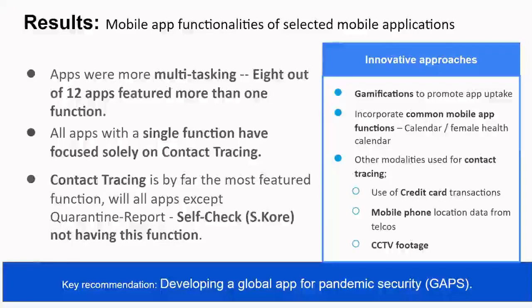So finally, we came to know that about 50% of countries have not used the mobile app at national level, and we identified that as a shortcoming. And as a solution, we thought it is good to develop a global app for pandemic security.